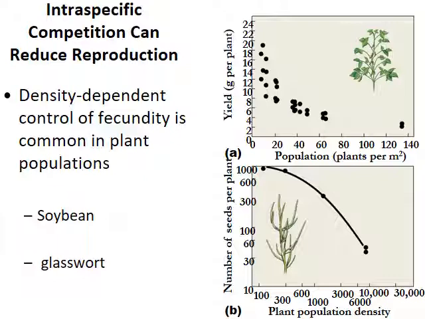Similar pattern in plants. We've got population size and yield, or plant population density and number of seeds. And we can see that as that population size increases in soybean and in glasswort, there's fewer seeds per plant, right? I mean, this makes sense. They're all packed together. They're going to be smaller. They've got fewer resources to devote to producing these seeds.